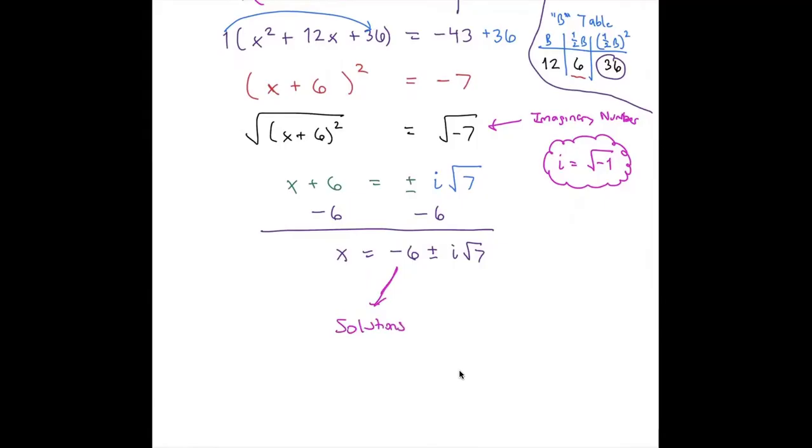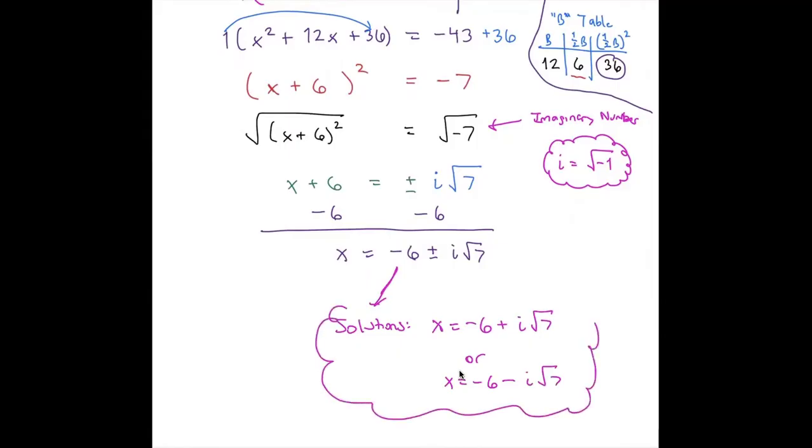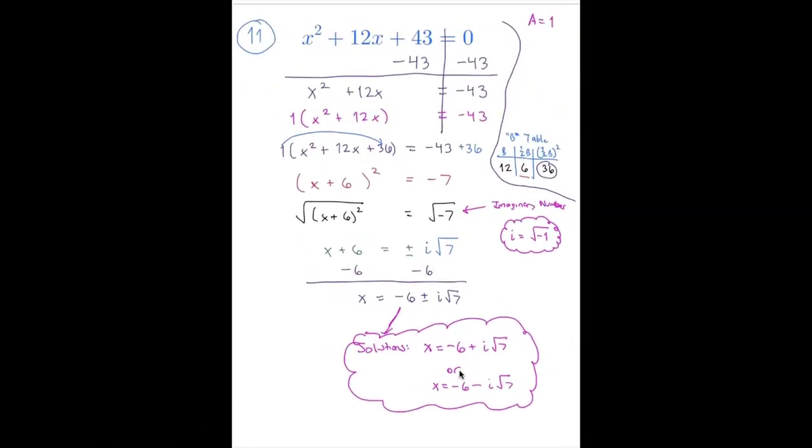Our solutions are going to be x equals -6 plus i square root of 7, or x equals -6 minus i square root of 7. So those would be my two solutions to this problem. These are complex solutions because they include the letter i, and the letter i in math means the square root of -1, and that's an imaginary number. Okay, so there you go.